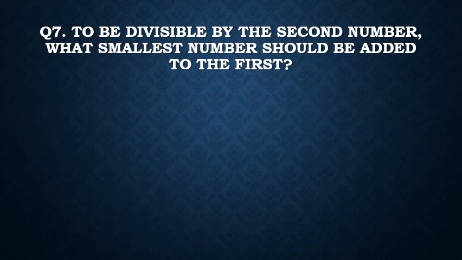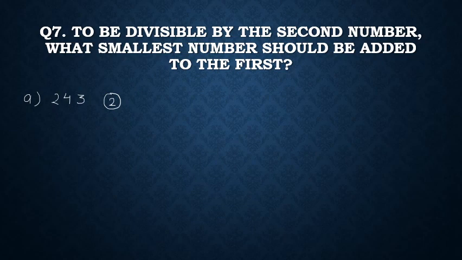Now question number 7 is, to be divisible by the second number, what smallest number should be added to the first? Now the first part given to us is 243. The number given to us is 243, and it should be divisible by 2. Now what do we have to add to this number so that it will be divisible by 2?